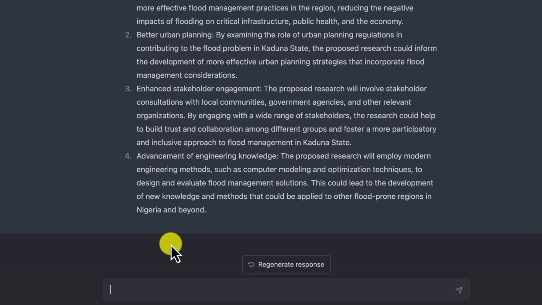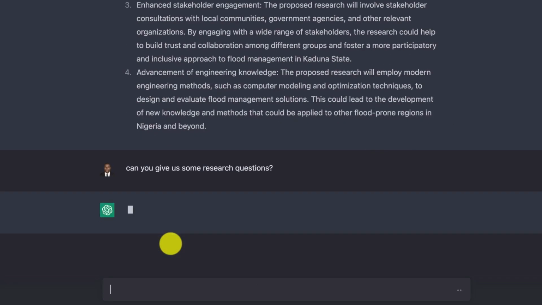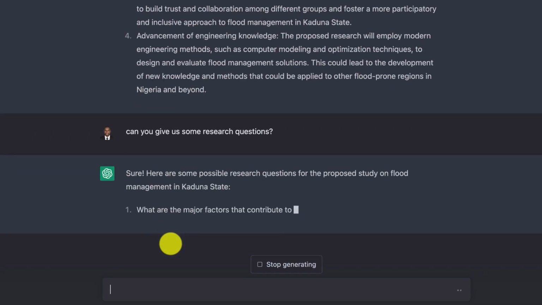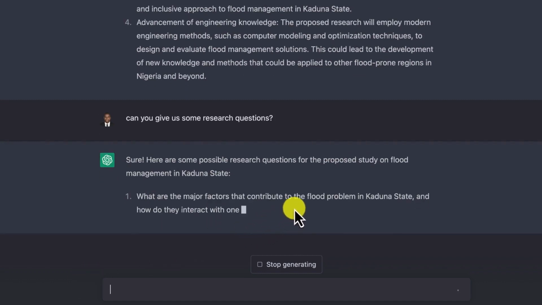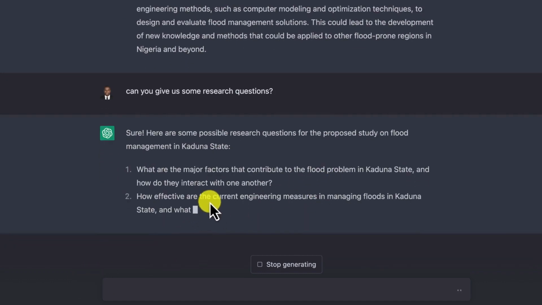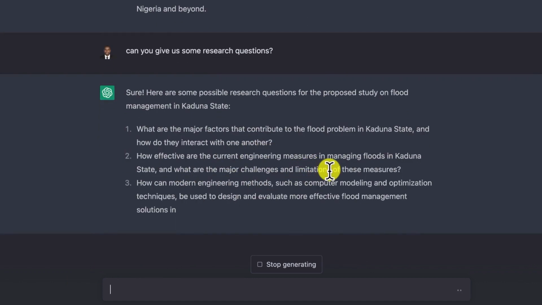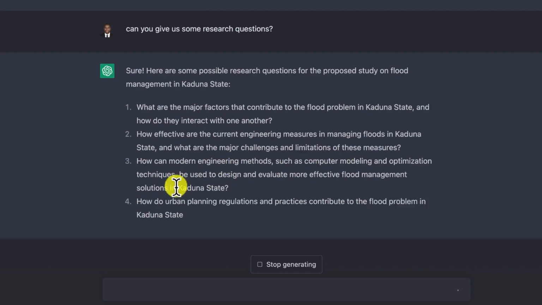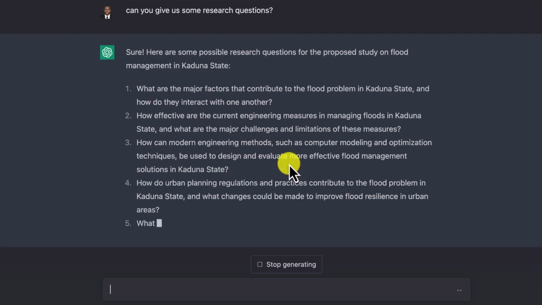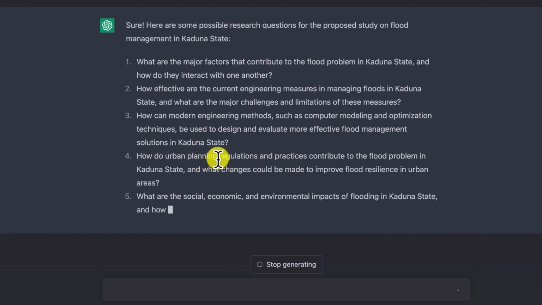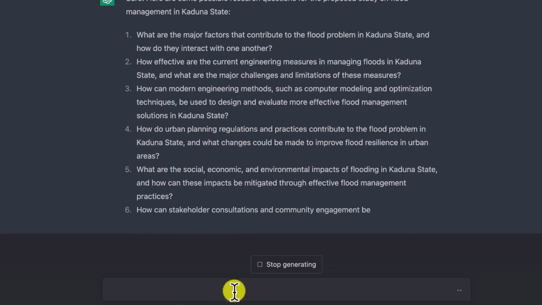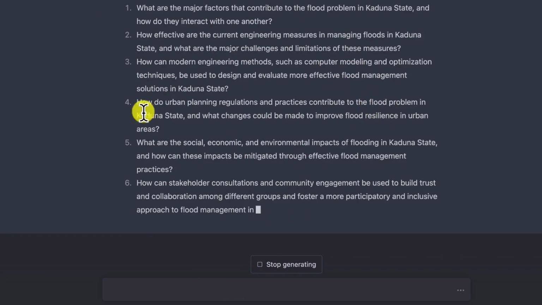So we'll talk about significance. The next thing is we can talk about some of the research questions. So can you give us some research questions? And you can see, sure. So it's going to generate some research questions because in any proposal, you should have some research questions. So what are the major factors that contribute to the flooding in Kaduna State and how do they interact with one another? How effective are the current engineering measures in managing flood in Kaduna State and so on? How can modern engineering methods such as computer modeling and optimization techniques be used to design and evaluate more effective flood management solutions in Kaduna State?